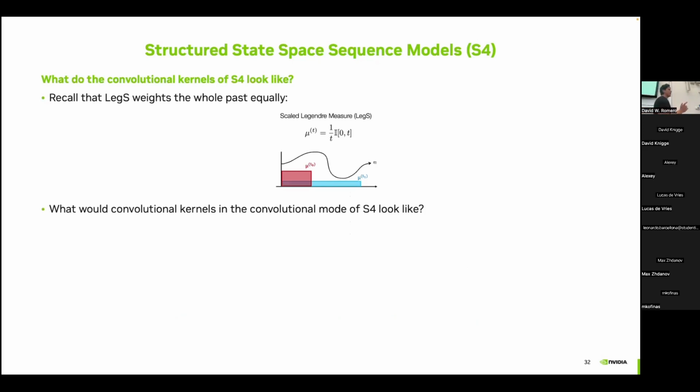We know that S4 weights the whole past with equal weight for the approximation. But this is only for the recurrent mode and so on. So what do you think the convolutional kernels would look like? Remember, we had the recurrent mode, but we also have a convolutional mode. So what would the convolutional kernel of such a system look like if we are weighting the whole path with equal weights? Any candidates? At least the rough form?